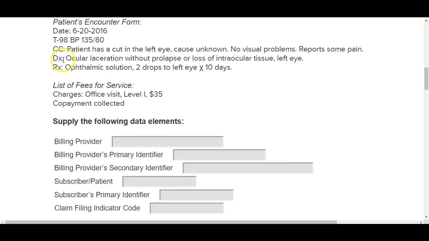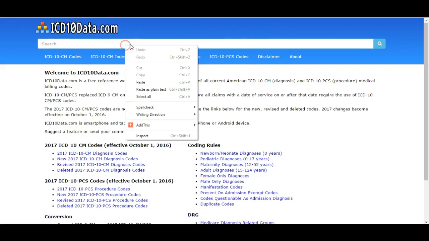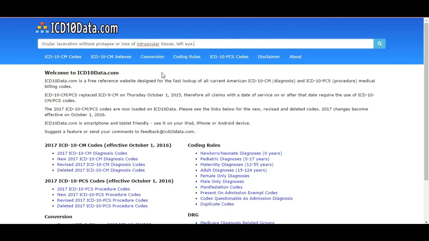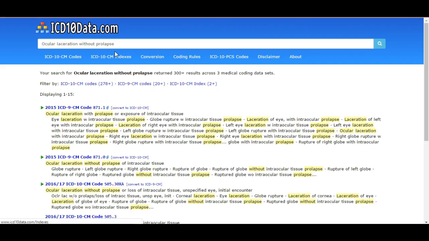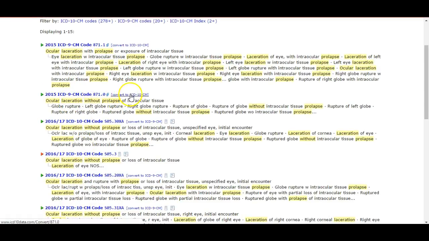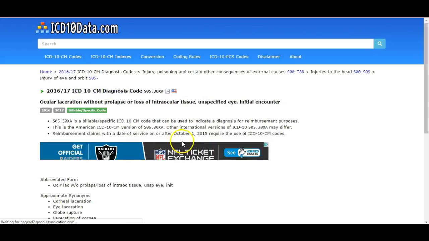Okay, so the first thing I'm going to do is copy and paste this into the ICD-10 data website. Let me delete the period. See what comes up. Oh, too much. Okay, so anything there? Too long. Ocular laceration. Try that. Ocular laceration. So we went without prolapse. Here's ocular laceration without prolapse of intraocular tissue, unspecified eye. So we're going to click on this and find out which one's the left eye.